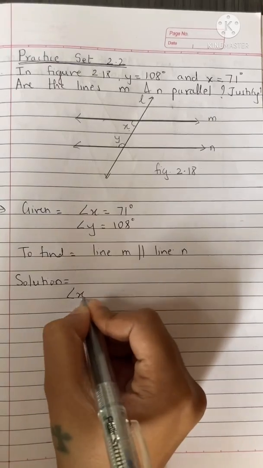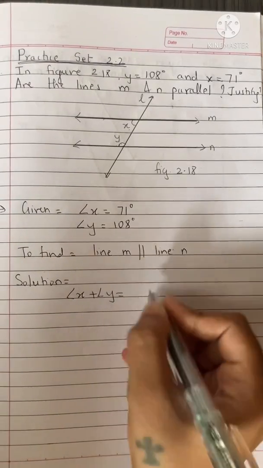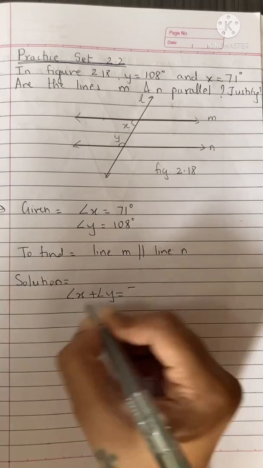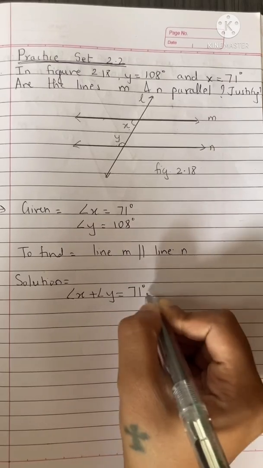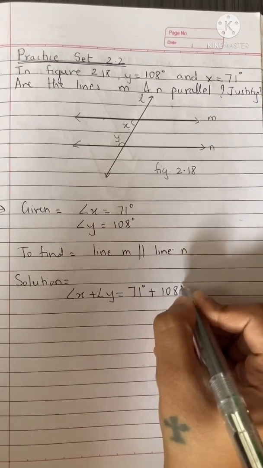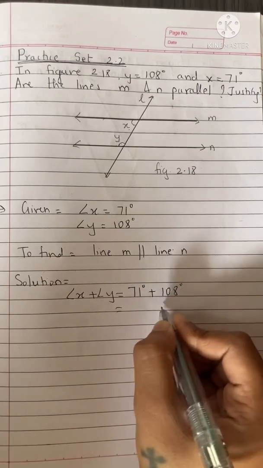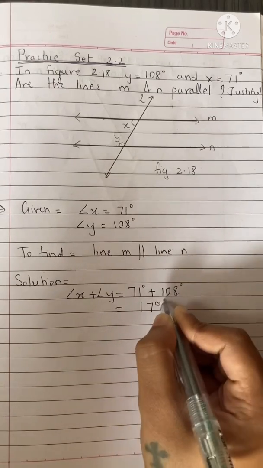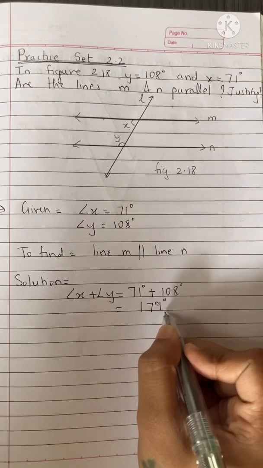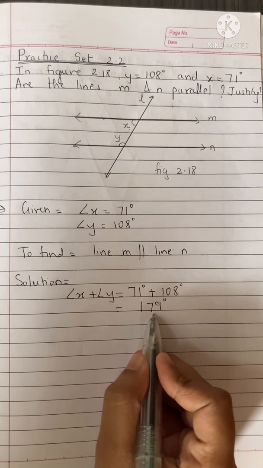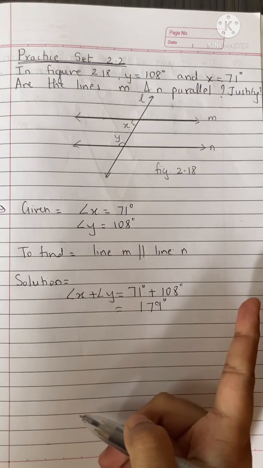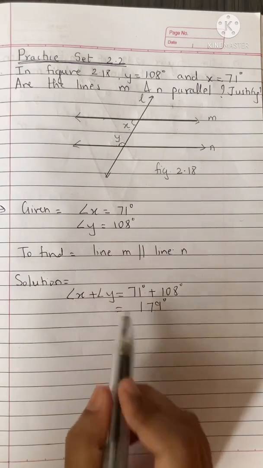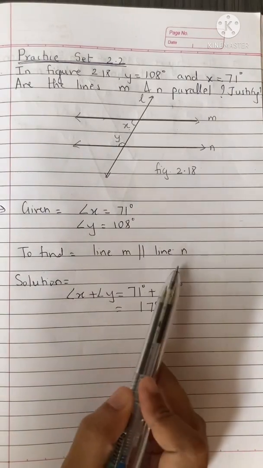So angle X plus angle Y is equal to the measurement of X, 71 degrees, plus the measurement of Y, 108 degrees. Adding: 1 plus 8 is 9, 7 plus 0 is 7, and 1 is over here. So it's 179 degrees. Is X plus Y equal to 180 degrees? No, it is just 1 degree less. So the interior angle test has been proved wrong, which means line M is not parallel to line N.